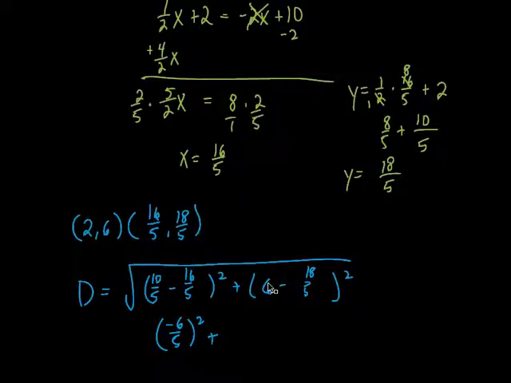What about this? Instead of writing 6, what over 5? So that's 30, and that's 12 over 5, and then you square that.